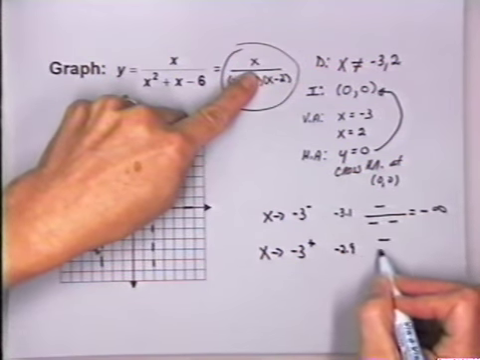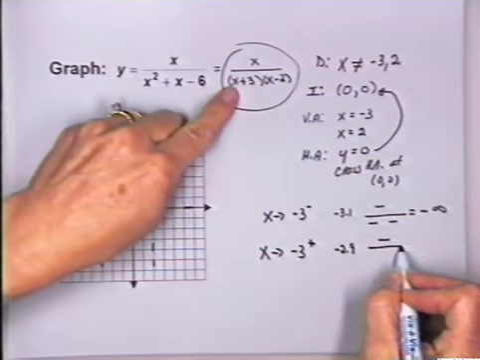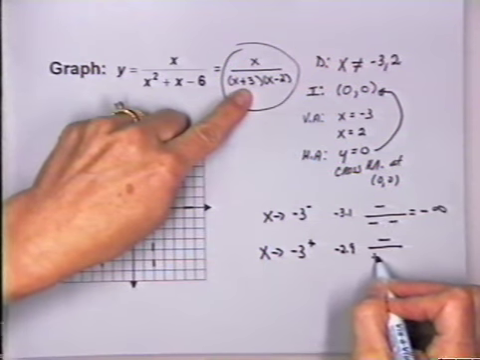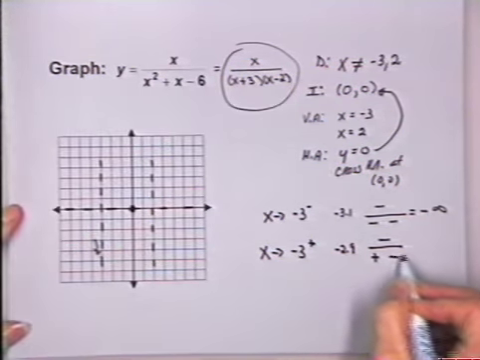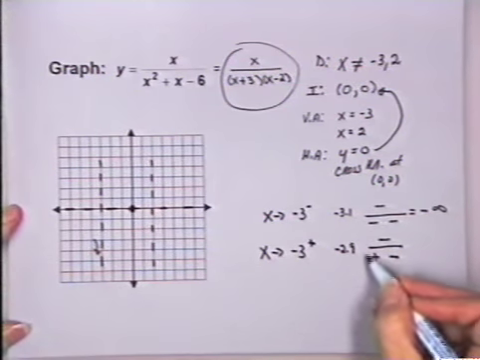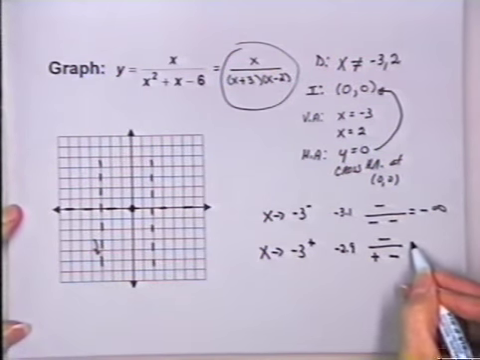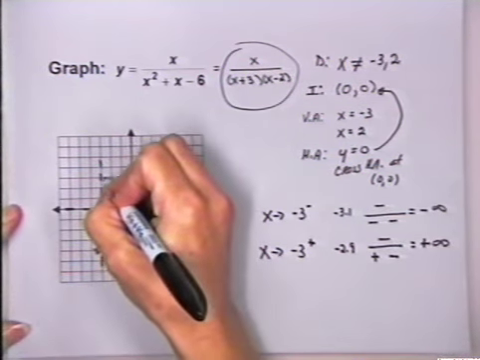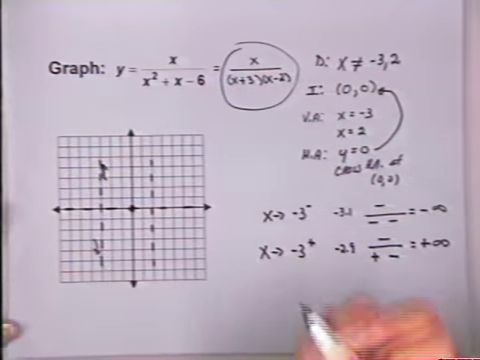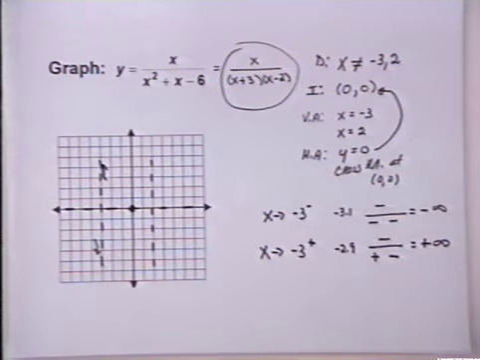-2.9 makes my numerator negative. -2.9 plus 3 is positive. -2.9 minus 2 is negative. What happens with this configuration? I have a negative over a negative, which gives me a positive. So I'm going to positive infinity. So on that right-hand side, I'm going up like that. Okay? That helps to know that information already, doesn't it?